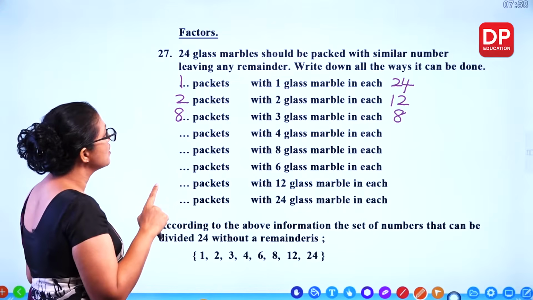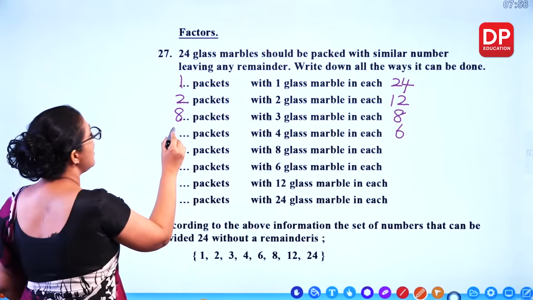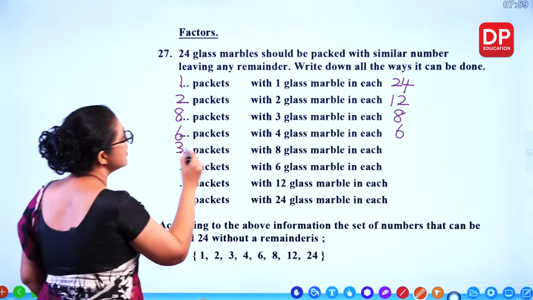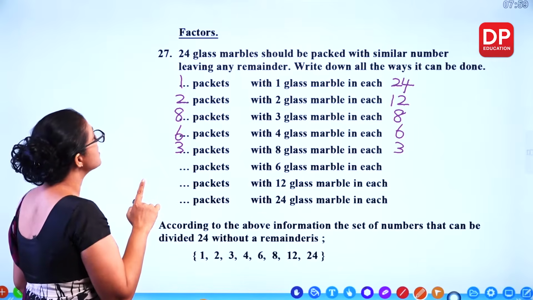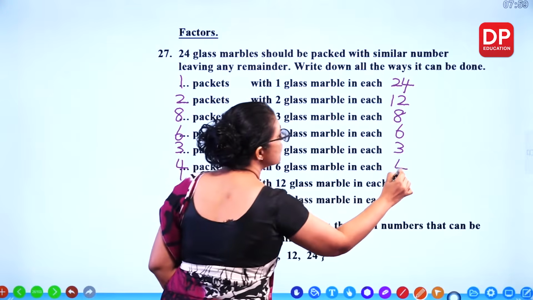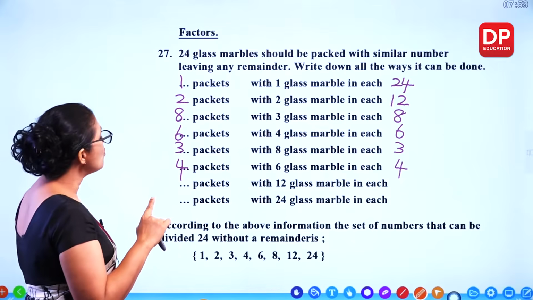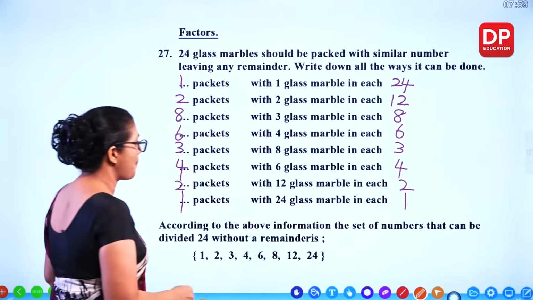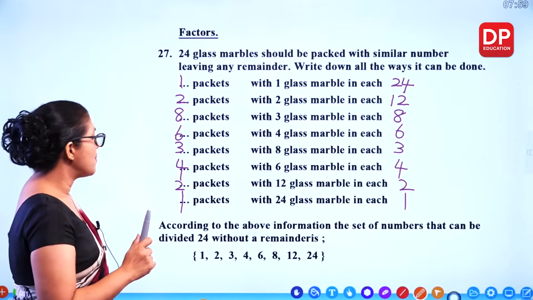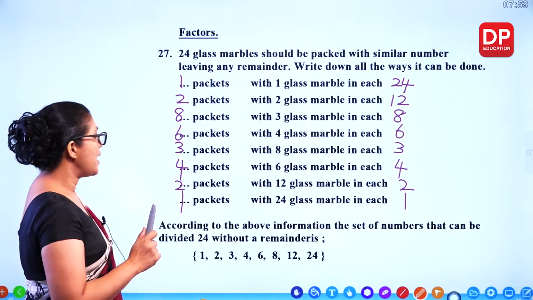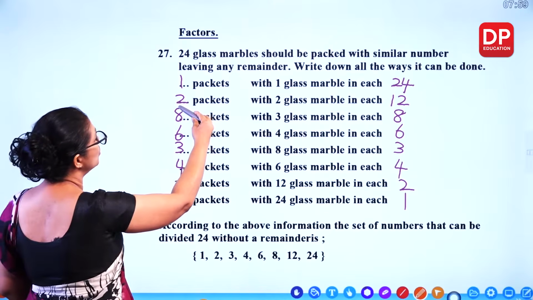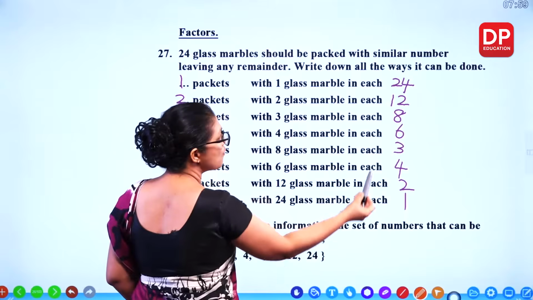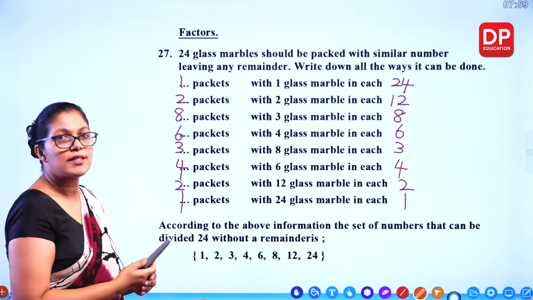4 glass marbles in each, 4 times 6. And you get 6 packets. 8 glass marbles, 8 times 3. You get 3 packets. With 6 glass marbles, 6 times 4. That's 4 packets. And with 12, 12 times 2, 24. So you can make 2 packets. And with 24, again 1 packet here. According to the above information, the set of numbers that can divide 24 without a remainder: 1, 2, 3, 4, 6, 8, 12, 24. These are factors.